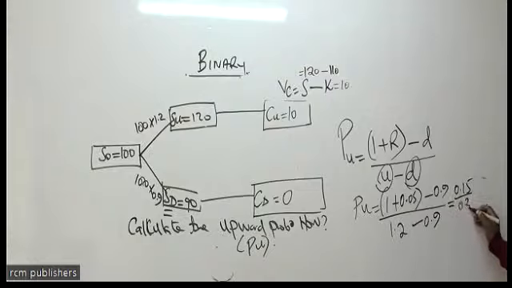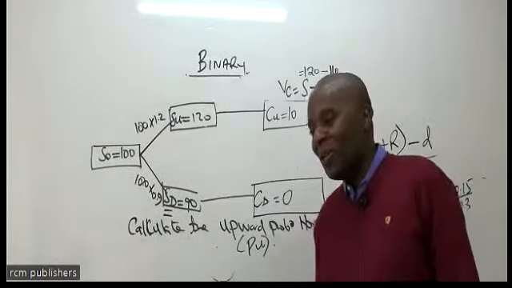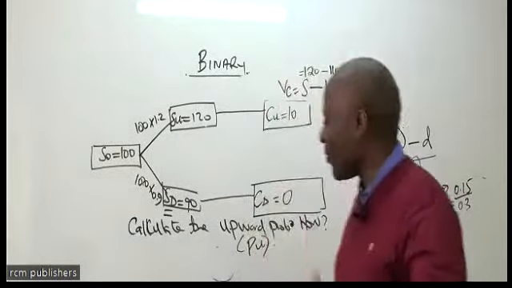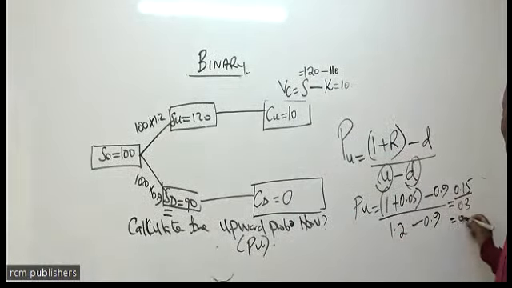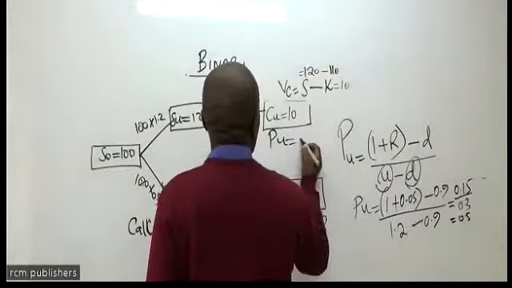Thank you so much. So 0.15 divided by 0.3, what do you get, somebody? The final answer is 0.5. So this means that here the probability of up is 0.5.